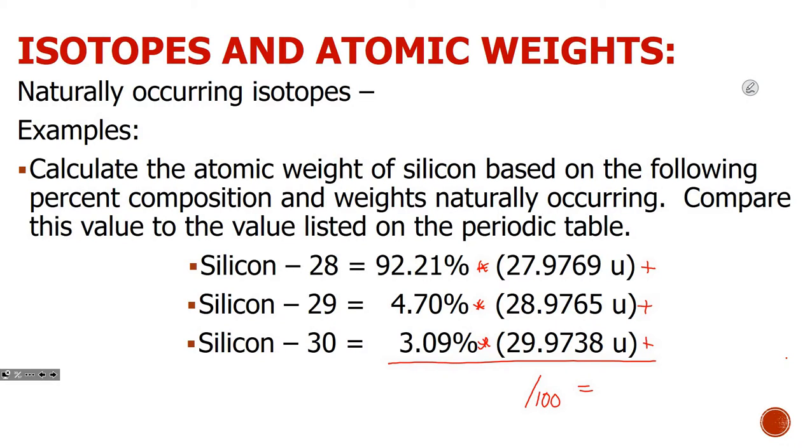So 92.21 times 27.9769 plus 4.7 times 28.9765 plus 3.09 times 29.9738 equals syntax error. Great. Okay, well, I'm going to let you do that. I'll quickly figure it out while you're doing the next examples.